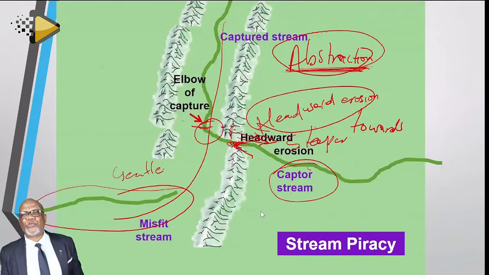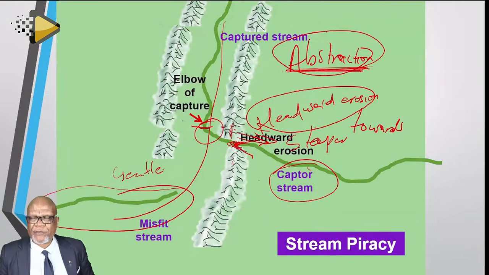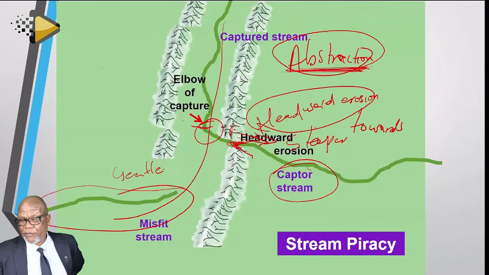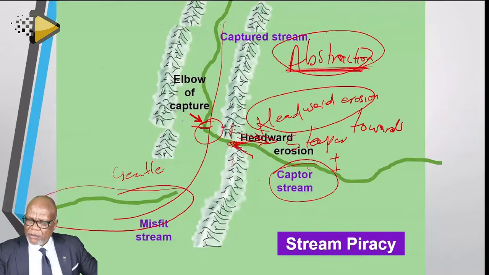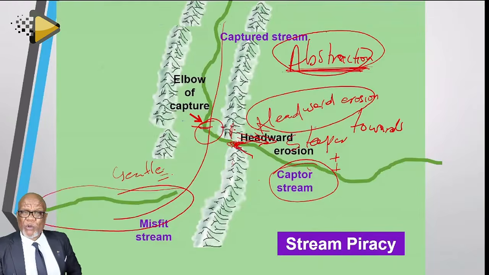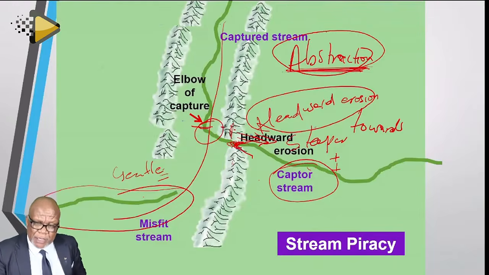Now, what you should be able to do is give the characteristics of the captor stream before and after river capture. So you must know here, it will be plus, plus, plus. Why was it able to do capture? Because it had more water. Because it was on a steeper gradient. Because it was moving faster. And this one is negative, minus, minus. Why was it captured? Because it was flowing on a gentle gradient.